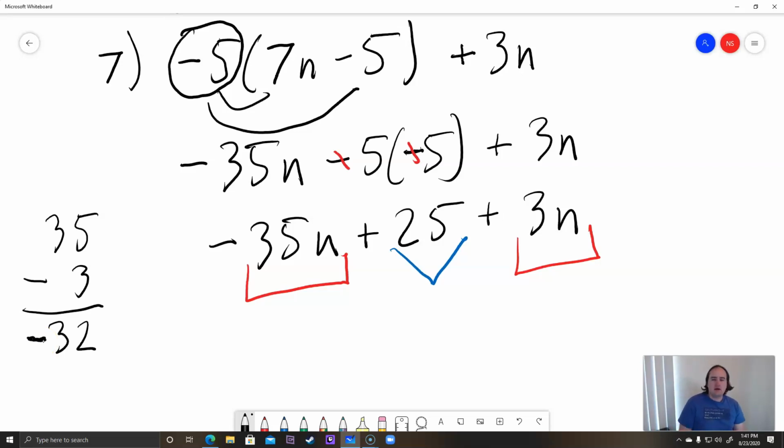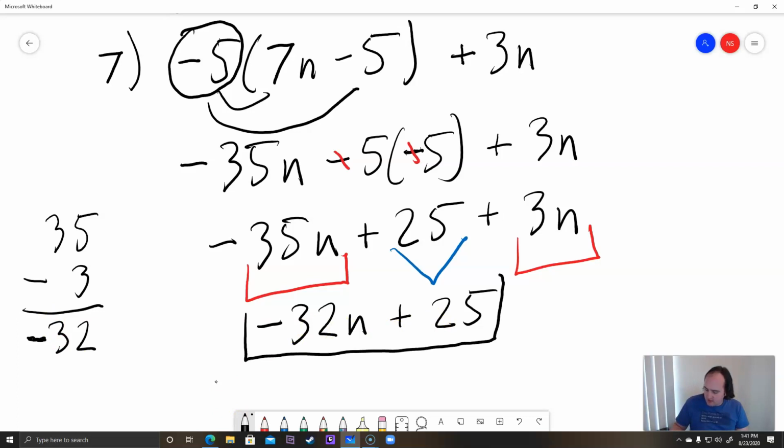Okay? So what are we going to get? Combining the red terms, we're going to get negative 32n. And then we have plus 25. We can't combine that with anything because it doesn't have a variable. Okay, so it's a different type of like term. So our answer is going to be negative 32n plus 25.